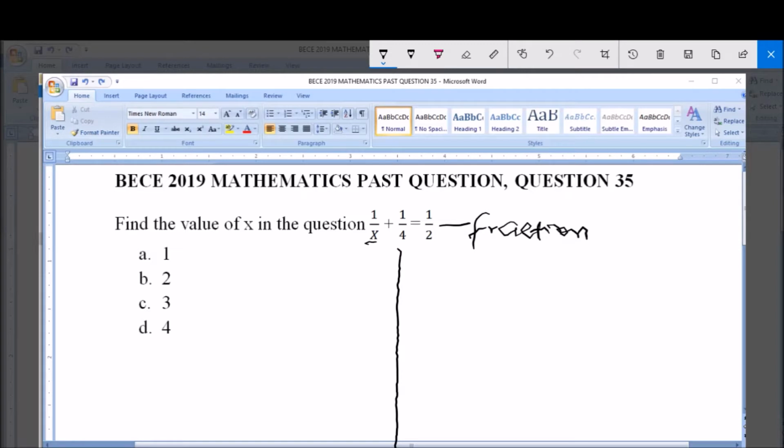Now we're given 1 over x plus 1 over 4 equals 1 over 2. In an equation you have the left hand side and the right hand side, and it is called an equation because the left hand side is equal to the right hand side, that is, they are balanced. To simplify the left hand side, since we have x as a denominator and 4 as a denominator, and we want to convert this into one fraction, we have to find the LCM of x and 4.